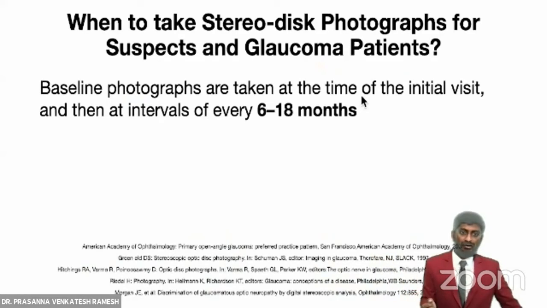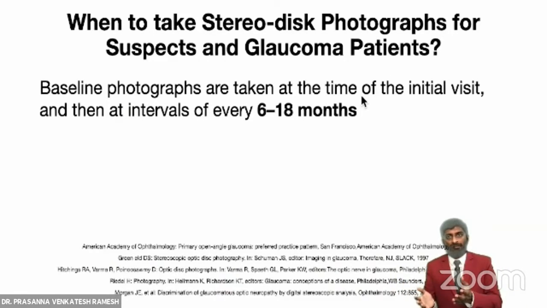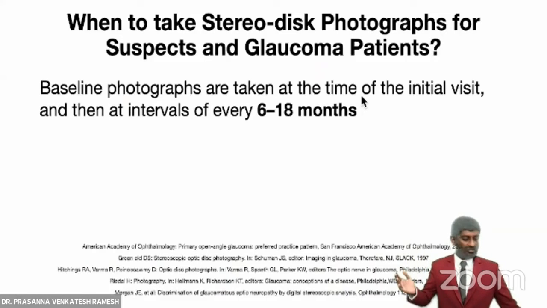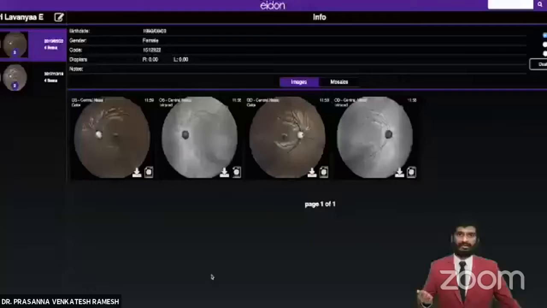And finally, one particular question that every one of us will be having is when to take the stereo disc photographs for suspects or glaucoma patients. Take a baseline photograph at the time of initial visit, and then at every interval, maybe 6 months or 1 year, according to your practice pattern, which the patient feels comfortable. We prefer at least once in a year will be better.